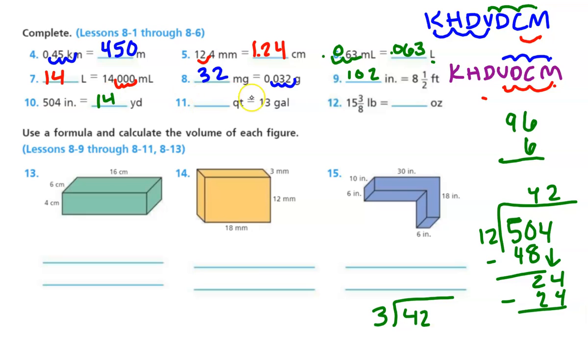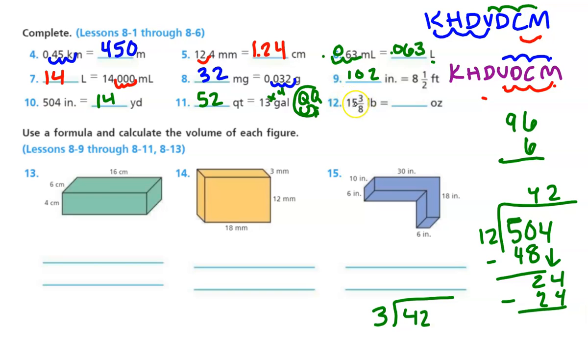Okay, for number 11, you would have had to draw your gallon land with your 4 quarts and your pints and your cups and all that kind of stuff. But in the interest of time, I will just let you know that there would be 52 quarts in 13 gallons because there are 4 quarts in 1 gallon. So I would multiply 13 by 4.